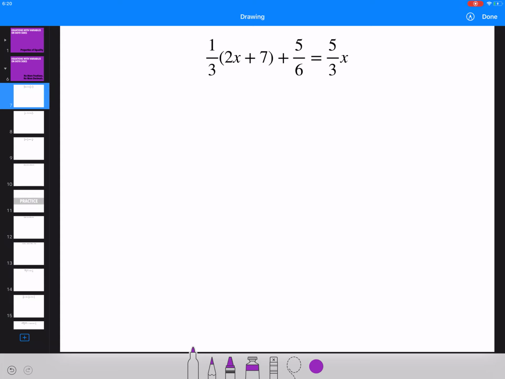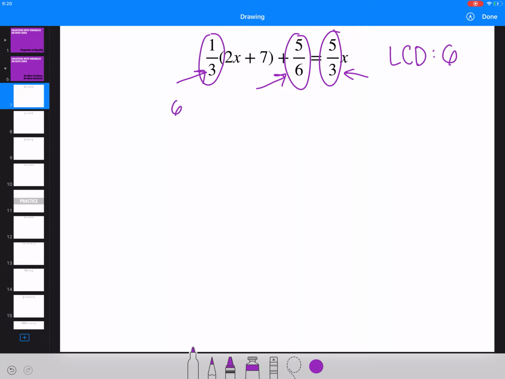We're going to take a look at our fractions and find the lowest common denominator between 3, 6, and 3. The lowest common denominator for those three fractions is 6. So we're going to multiply every term in our equation by 6. So 6 times 1/3 times 2x plus 7, and then 6 times 5/6 equals 6 times 5/3 x.